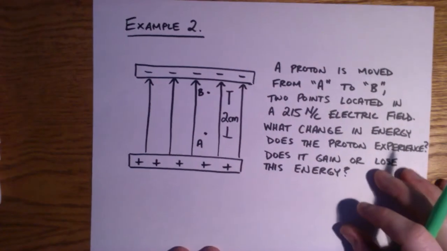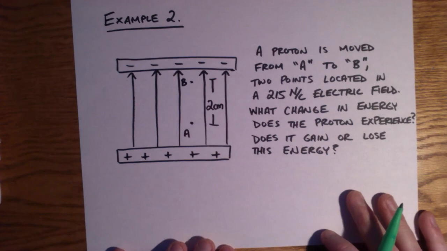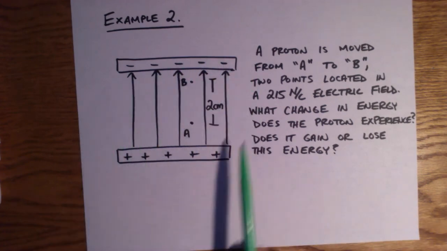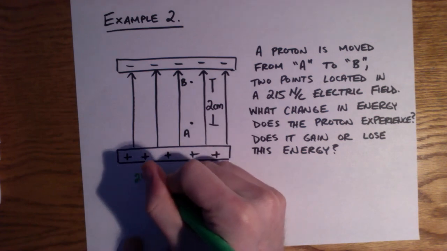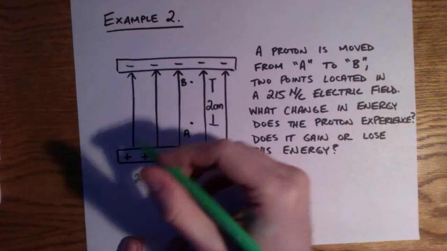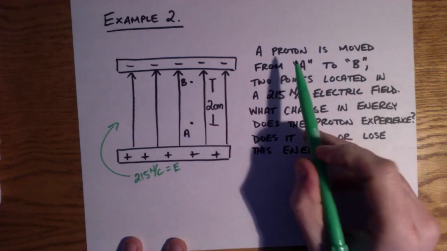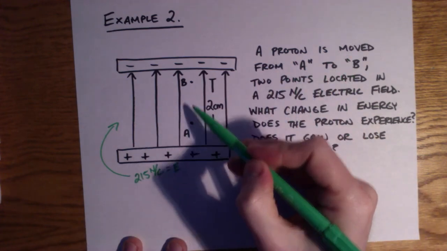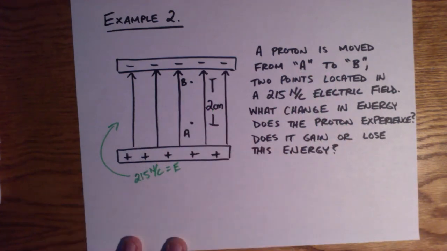I have two other quick examples I'd like to go through just so you guys have a better idea of what we're talking about here. You're given an electric field. You're being told that it is 215 newtons per coulomb. You can see this is a uniform field, so that will be the same throughout. And a proton is being moved from point A to point B. So a proton is being moved 2 centimeters through this electric field.